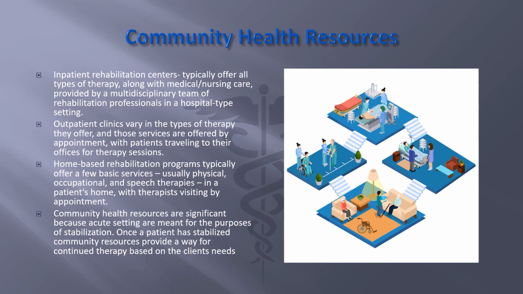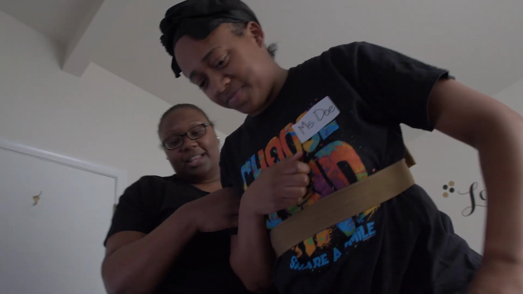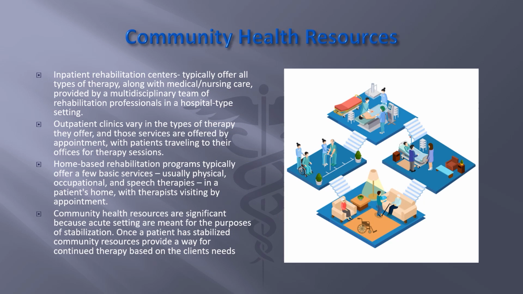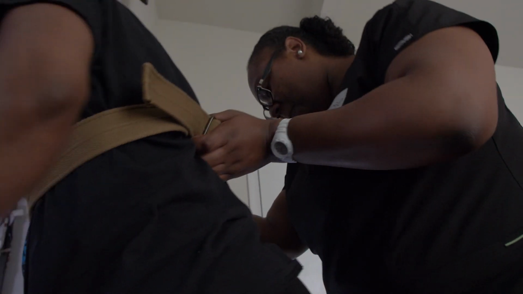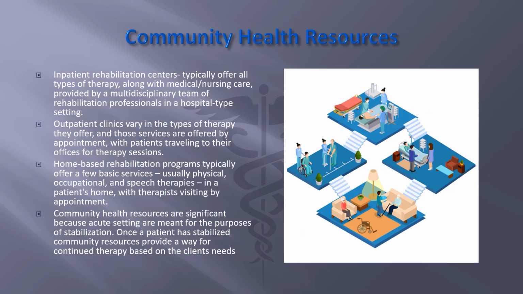Home-based rehabilitation programs typically offer a few basic skills, usually physical, occupational, and speech therapies, in patients' homes with therapists visiting by appointment. Community health resources are significant because acute care settings are meant for the purposes of stabilization. Once a patient has stabilized, community resources provide a way for continued therapy based on the client's needs.